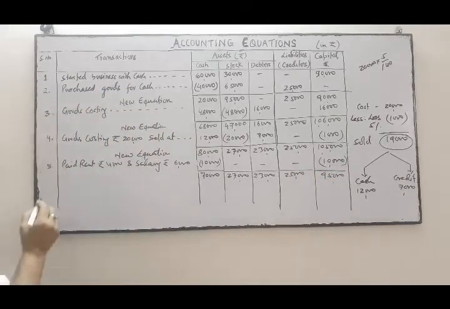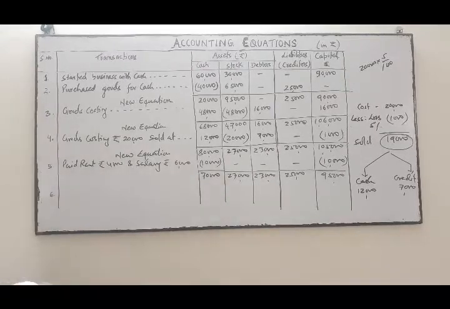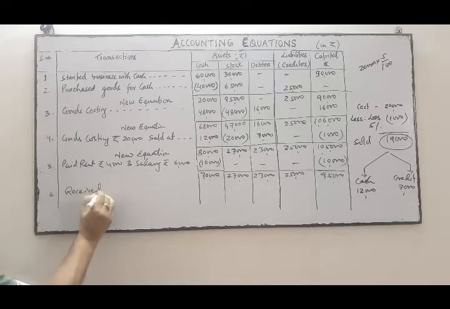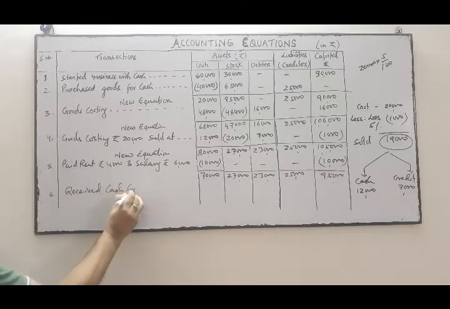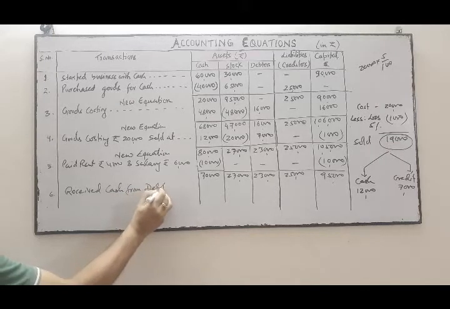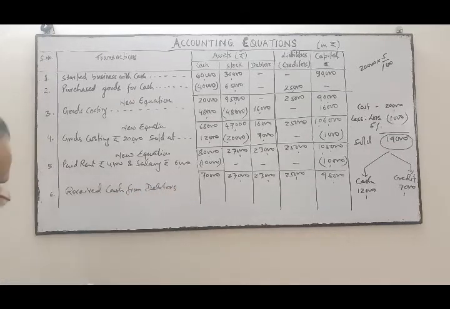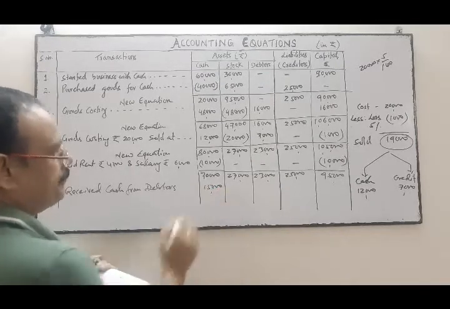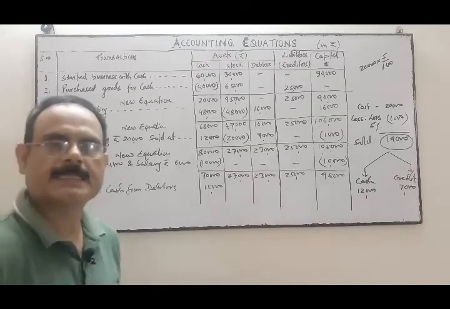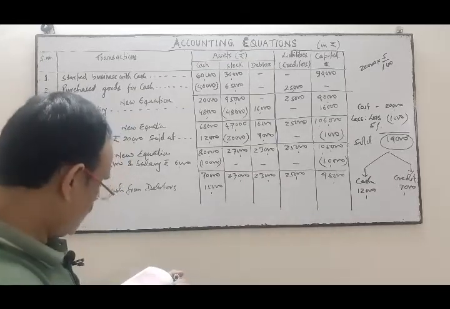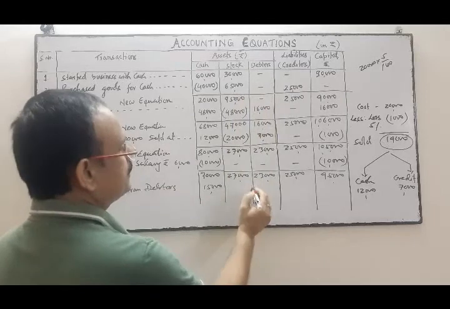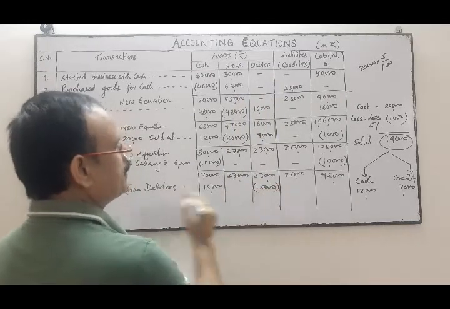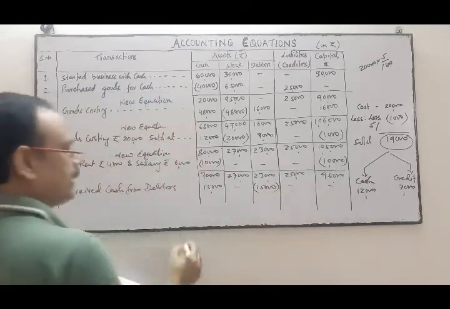Okay. Next is sixth number. Received cash from debtors. How much cash is received? 15,000 is received. So your cash balance will increase by 15,000 because 15,000 is received in cash. And from the debtors this amount has been received, so debtors will reduce by 15,000. There will be no effect on other accounts.